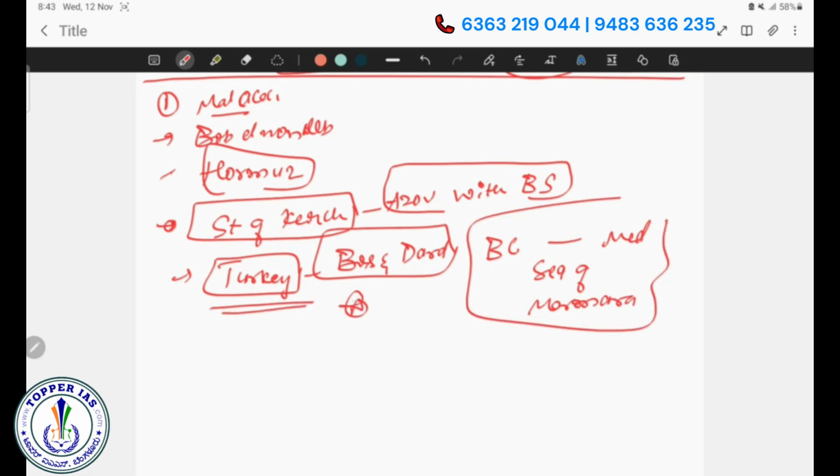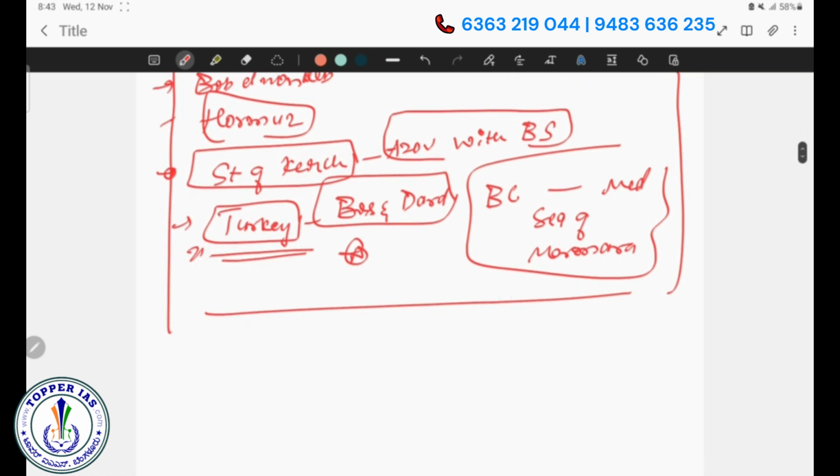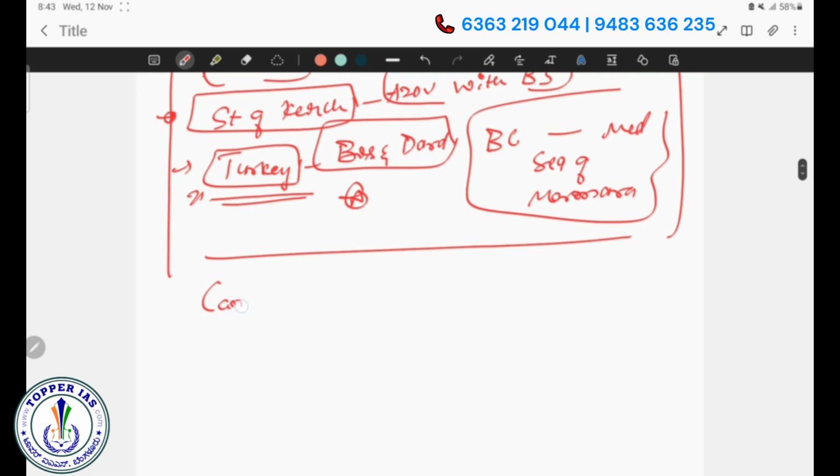Please understand that straits are a very important topic. You have to make a page of notes on the important straits, where they are located and which two water bodies they connect. That becomes very important. Along with that, you have to work on the canals also.